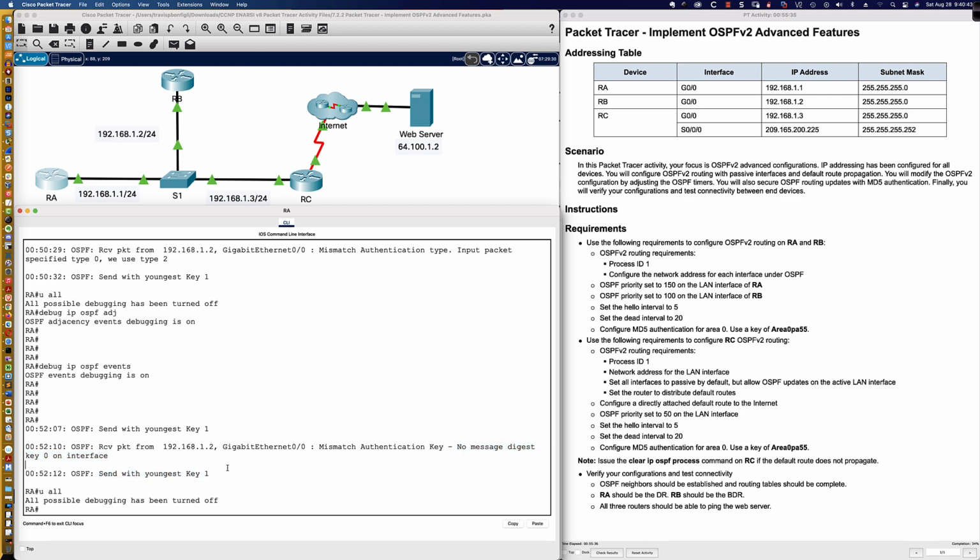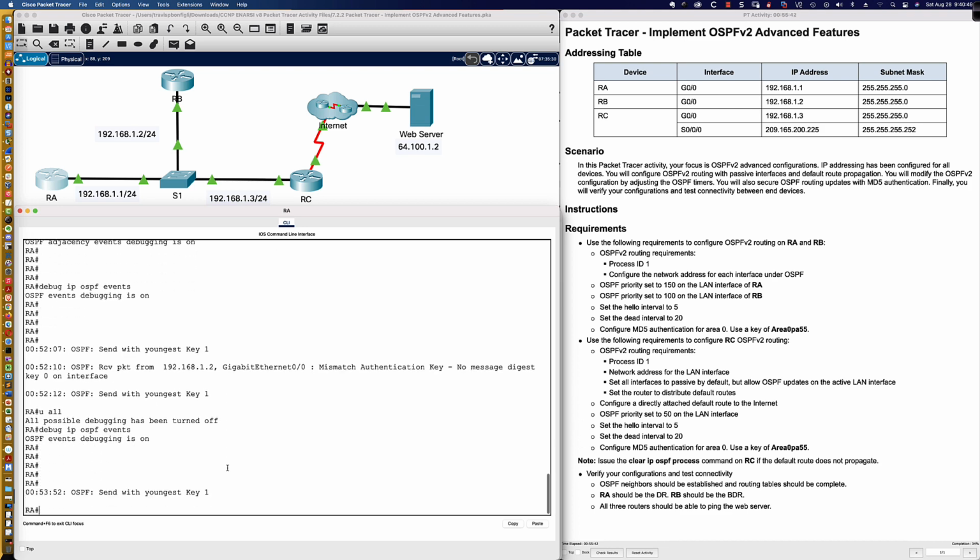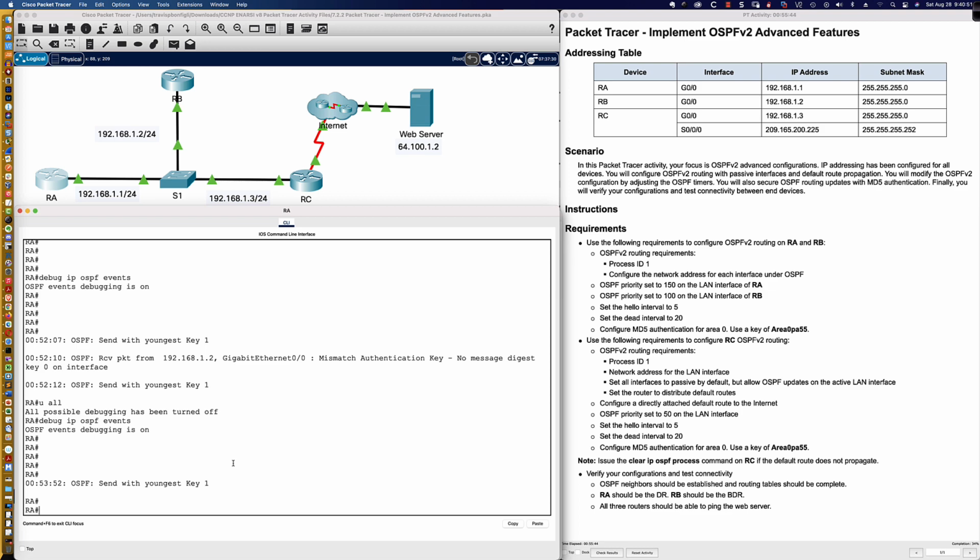So what do we need to do to fix this? Well, we need to go back and turn on the debugging of the events here. And here we go. So it's the events. I apologize.